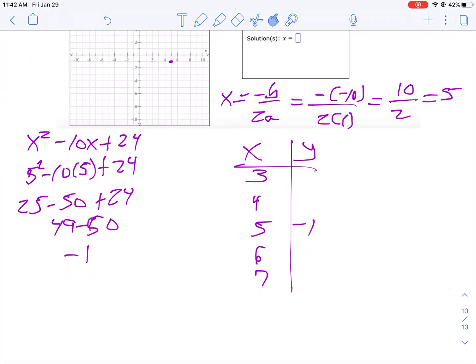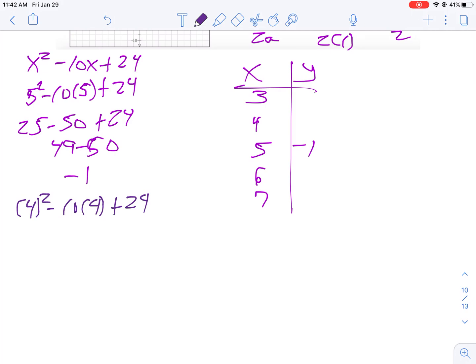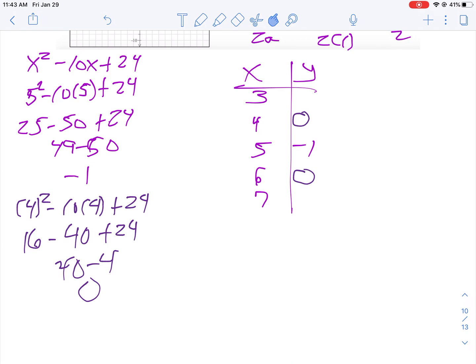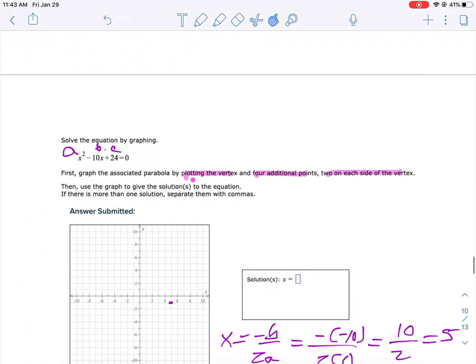Now, let's find the value when x is 4. So we're going to say 4 squared minus 10 times 4 plus 24. So we get 16 minus 40 plus 24. Well, 16 plus 24 is 40. Minus 40, that gives me 0. And since I know it's a parabola, I know it's symmetric. So when x is 4, you get 0, and when x is 6, you get 0.